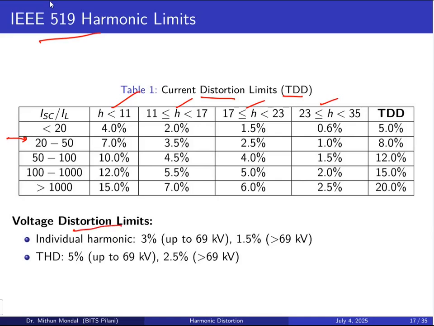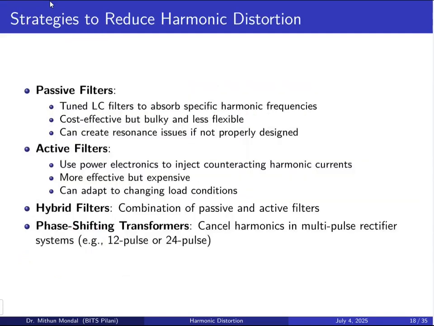For the voltage distortion limit, individual harmonics are up to 3% if we are dealing with a system up to 69 kV, and if you're dealing with above 69 kV, it can have harmonics of 1.5%. THD level will be 5% in a 69 kV system, and for greater than 69 kV you can have 2.5% as the total harmonic distortion level. So this comes from the IEEE 519 limits specified for voltage and current and for the different harmonic orders. What are the strategies that we can use to reduce this harmonic distortion?